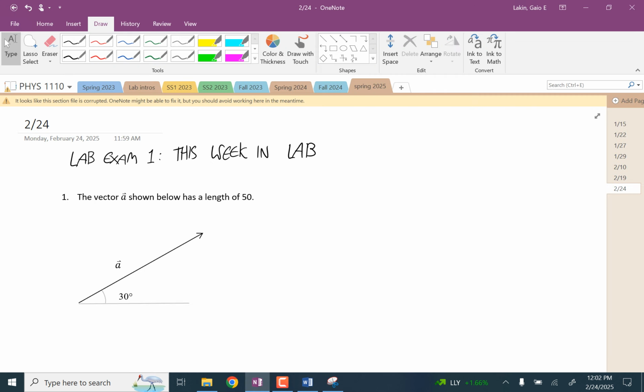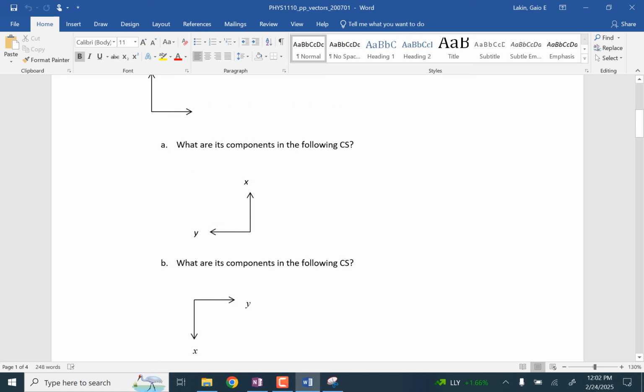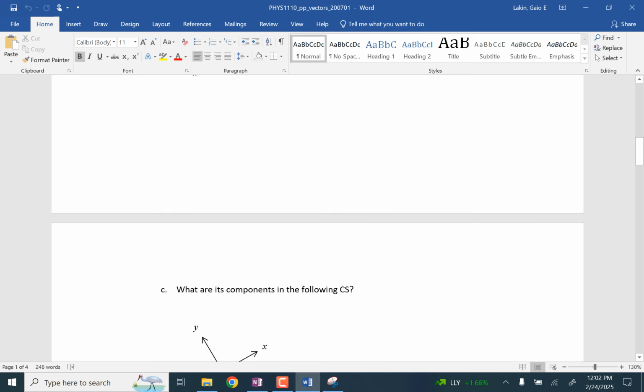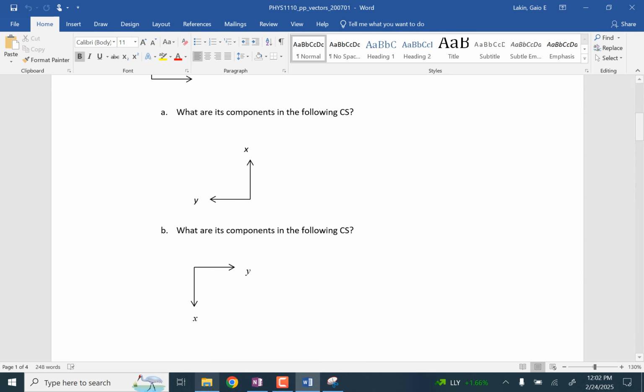So number one, it starts out by giving you this vector that has a length of 50. And then it asks you to express the components in a couple of different coordinate systems, A, B, some rotated ones.